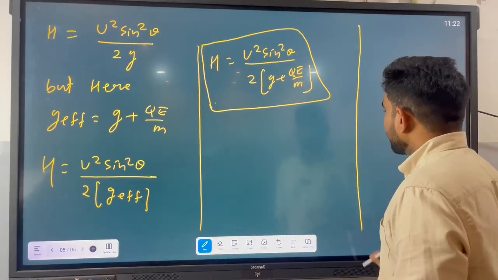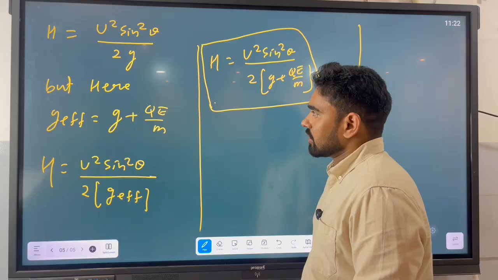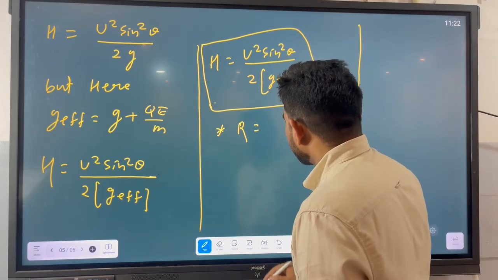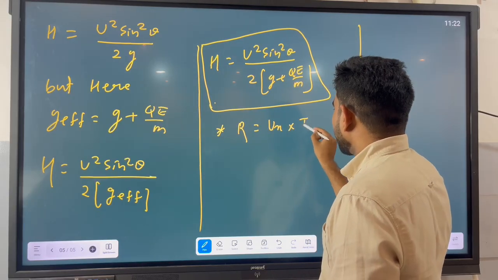And now we calculate the range of projection. The basic formula of the range is u_x multiplied by the time of flight.